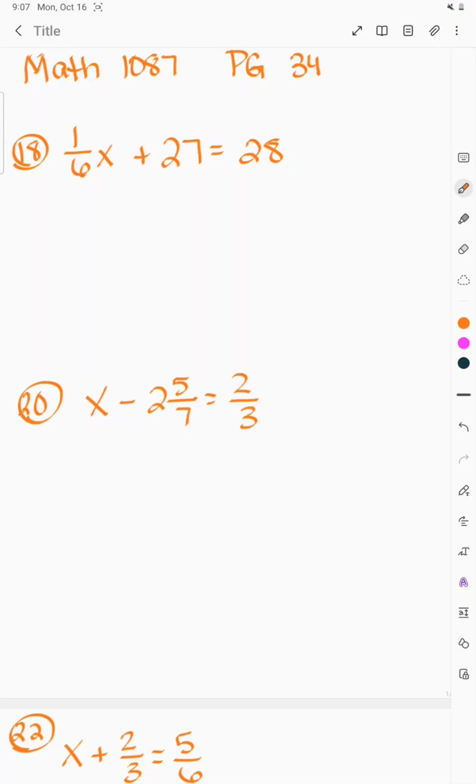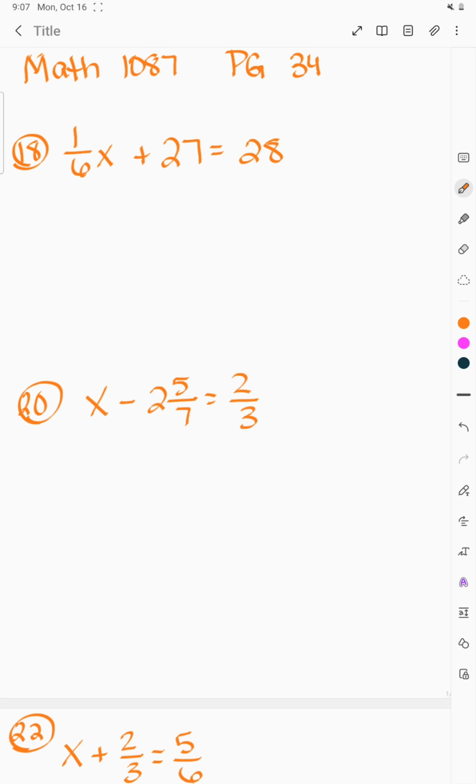This is a video for Math 1087, page 34, and we're still solving for x. So your first step is to simplify the problem as much as you can, and you want to get rid of your fractions. So I'm going to do number 18. This is 1/6 x plus 27 equals 28.